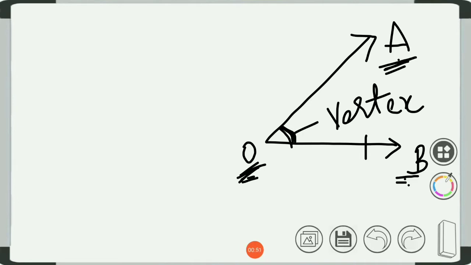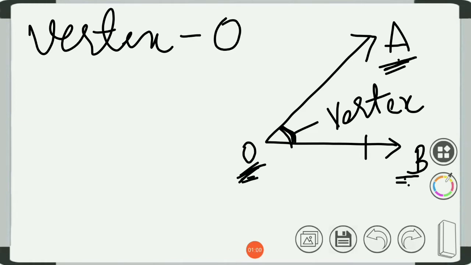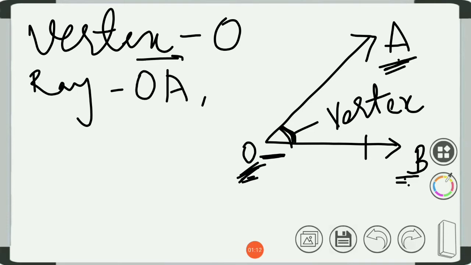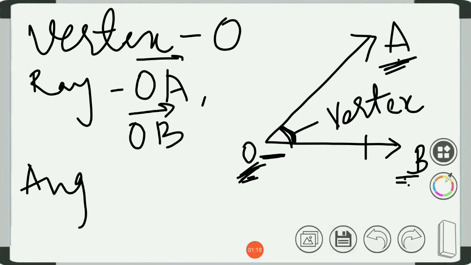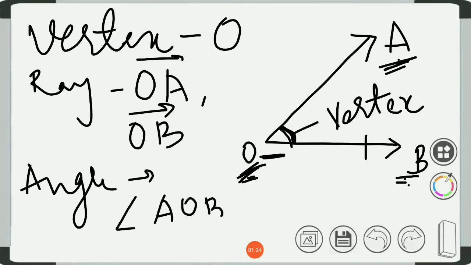These are some points. If I ask you what is the vertex here? Vertex is O, because two rays join at the point O. Now tell me the rays or arms. OA and OB are rays or arms. And the angle is angle AOB or angle BOA. Angle can be represented by this symbol.